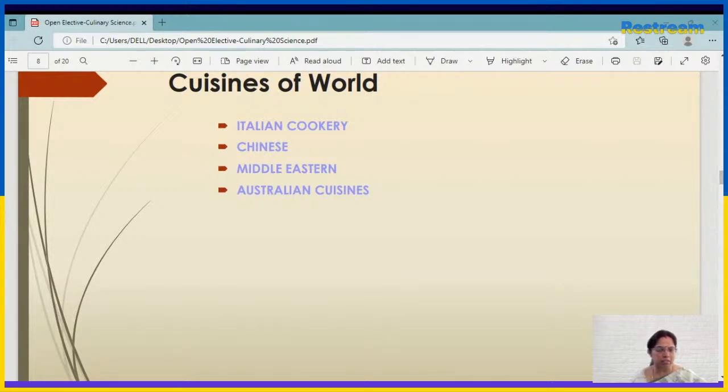Then you have Chinese food, or Chinese cuisine. It is very famous and common in India also. We have adopted many Chinese foods and made them a little Indian also. The features of Chinese food are Shandong cuisine, then Sichuan or Hunan cuisines, then Guangdong and Zhejiang cuisines.